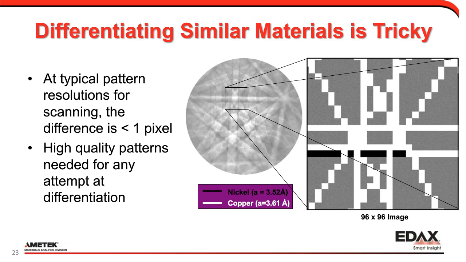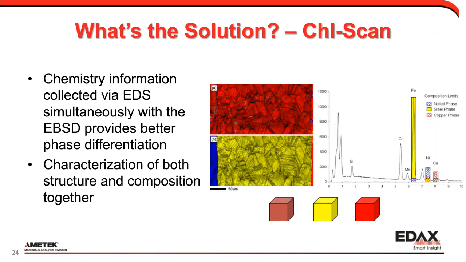And so generally with Kaiscan, what we try to do is use what we call chemical indexing, where we can use the EDS information that's collected simultaneously. And so by collecting it simultaneously, we're getting a direct correlation. So as we put the beam on a specific point, we get EBSD and we get EDS. We can use the EDS information to then drive the phase differentiation.